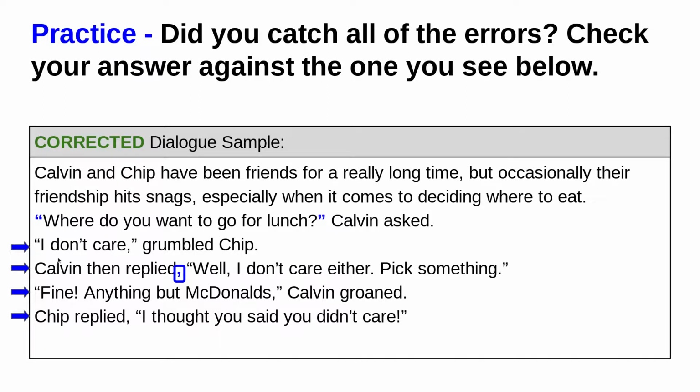Calvin asked. New line, because Chip is responding. Quote, I don't care, comma, quotation mark, grumbled Chip. New line. Calvin then replied, etc. Please make sure that you note that you added in this comma that was missing. There were these quotation marks. You should have these different lines because this is them going back and forth and talking to one another.